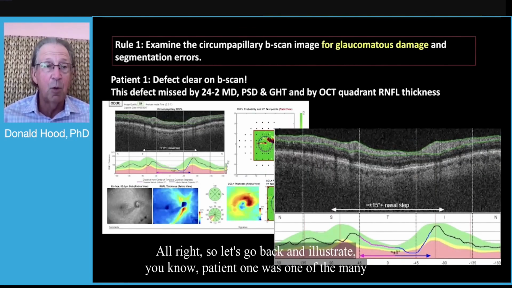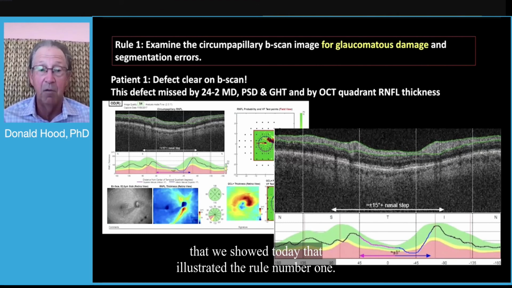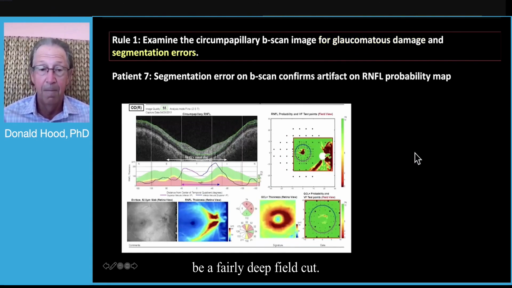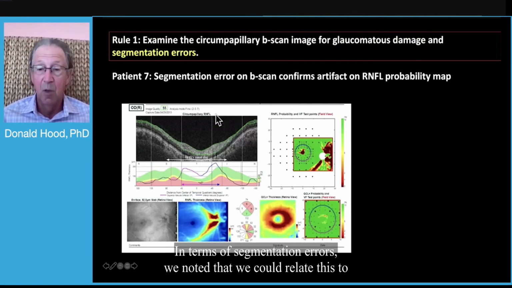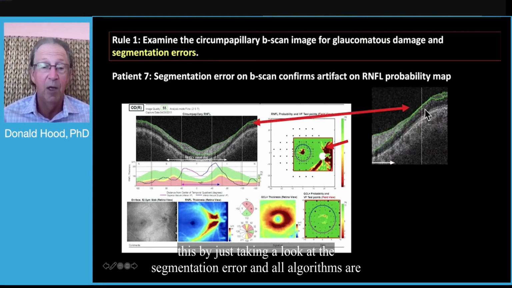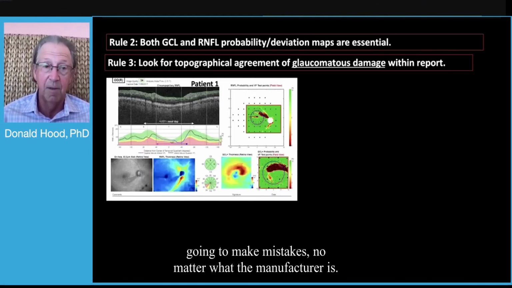All right, so let's go back and illustrate. Patient 1 was one of the many that we showed today that illustrated rule number 1. So you take a look at this and that's clearly extremely thinned. That's going to be a fairly deep field cut. In terms of segmentation errors, we noted that we could relate this to this by just taking a look at the segmentation error. And all algorithms are going to make mistakes no matter what the manufacturer is.